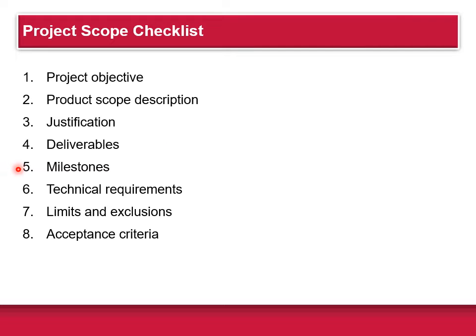Step 5 is the milestones. A milestone is a significant event in a project that occurs at a particular point in time. The milestone schedule shows only major segments of work. It represents the first rough cut estimates of time, costs, and resources for the project.